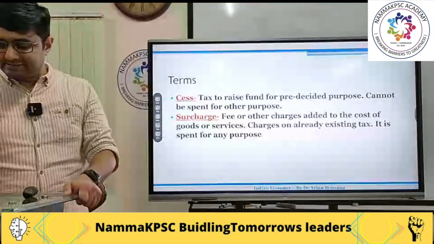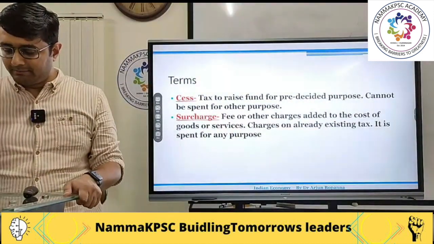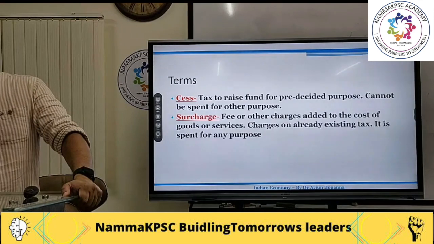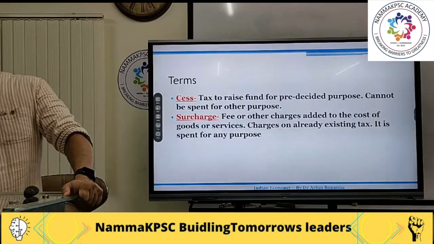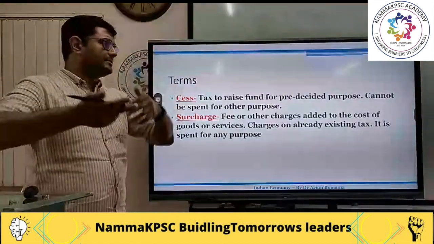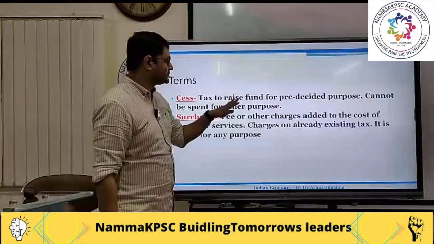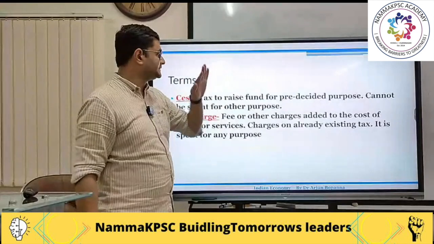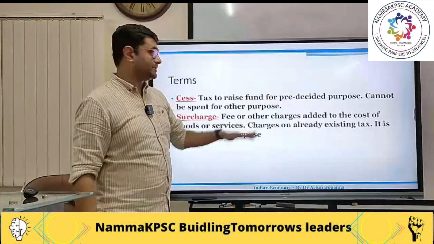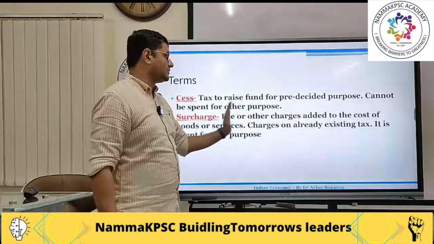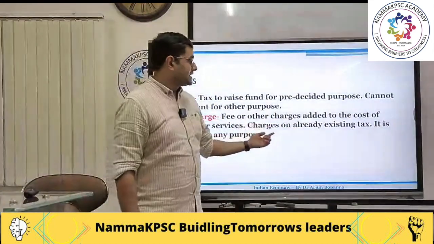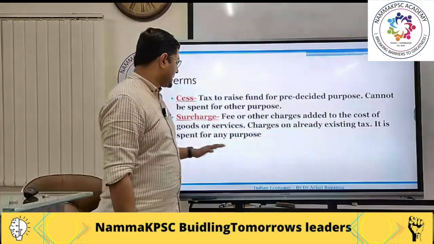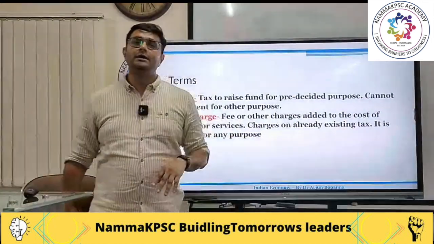It cannot be spent for other purpose, like motor vehicle. If they add cess, additional cess can be levied. Okay, so anything, it can be income tax for everything. So cess is a tax to raise funds for a predetermined purpose and cannot be spent for other purpose. Whereas surcharge is an additional tax or fee or other charges levied on an already existing tax, and it is spent for any other purpose.